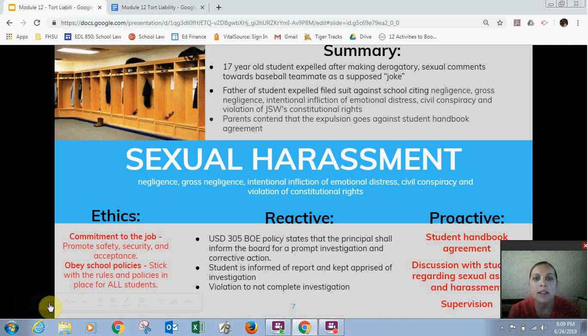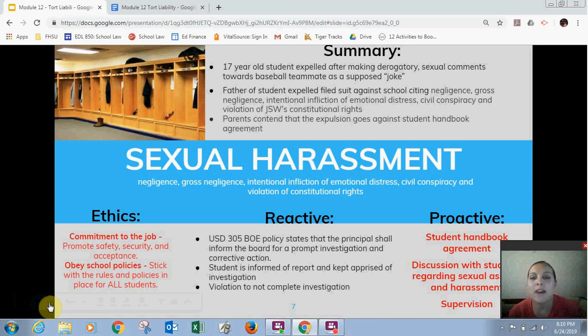My next case is regarding a 17-year-old student. He was a baseball player who was expelled after making a derogatory sexual comment towards another baseball teammate that was put down as a joke. He had requested sexual favors from a teammate, and they said that it was on a dare. The father of the student that was expelled cited negligence, gross negligence, intentional infliction of emotional distress, civil conspiracy, and violation of the student's rights.